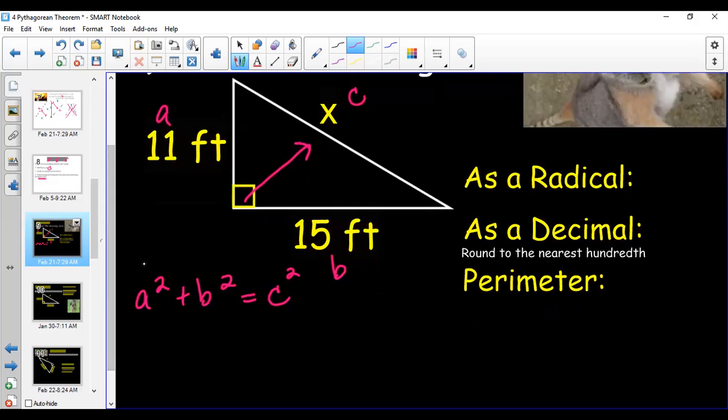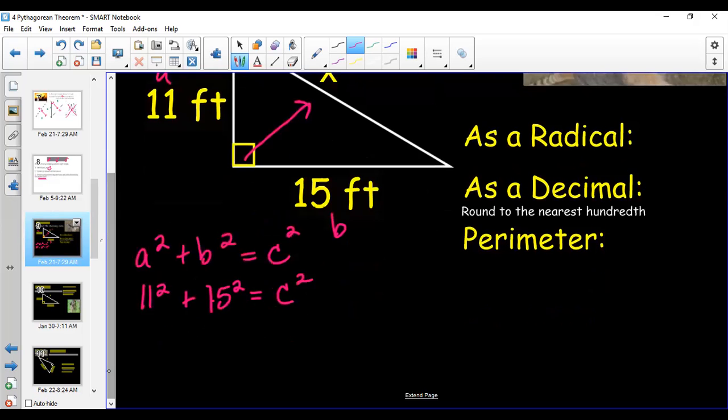All right, so I labeled 11 as my A. I could have done that as my B, doesn't matter. 15 was my B. Again, that could have been my A. And I don't know my C. That's what's missing. And this is kind of why we memorized our perfect squares. 11 squared is 121. 15 squared is 225. If you don't have them memorized yet, you guys can use a calculator now.